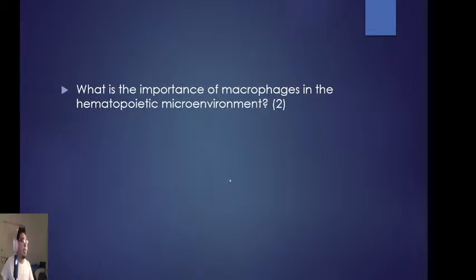All right, so importance of macrophages in the hematopoietic microenvironment. Obviously, you need to have an immune cell, in the form of macrophages, in your hematopoietic environment. Why do we need it? Because you might get infections, right? So these cells are like babies. It's like the nursery of hematopoietic cells.